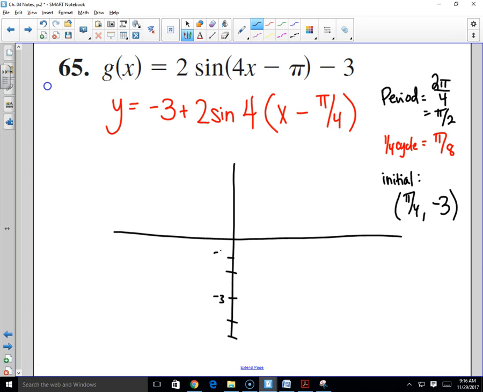Here's -3, here's -1, here's -5. Anybody know why I labeled those guys? Yeah, -3 is right there. Why did I label -1 and -5? Here, you're fine. It's amplitude. I'm going up 2 and down 2. So up 2 to -1, down 2 to -5. These are my handwriting lines, right guys?